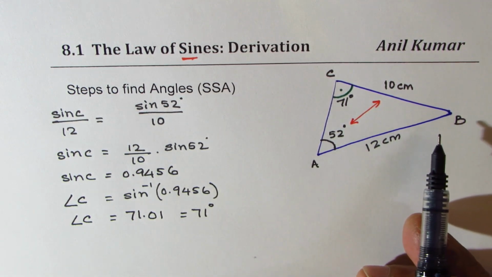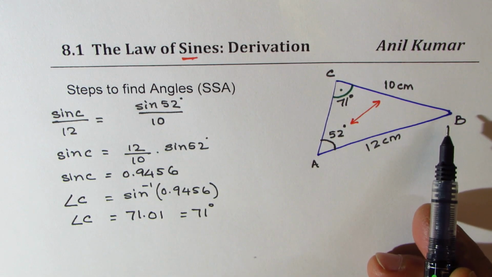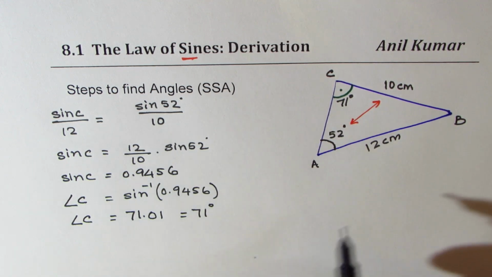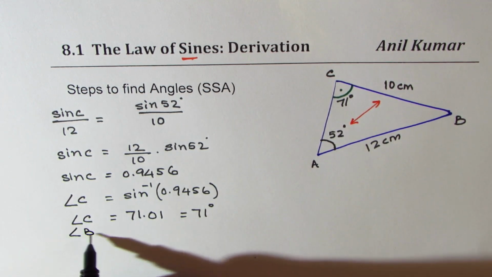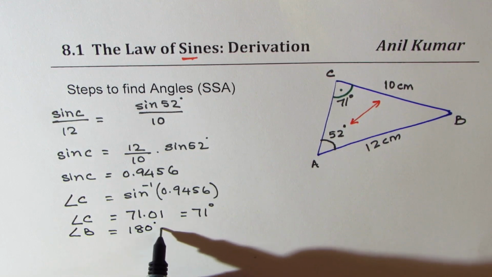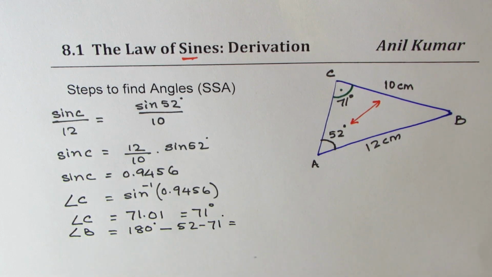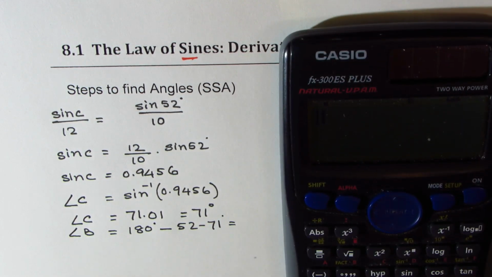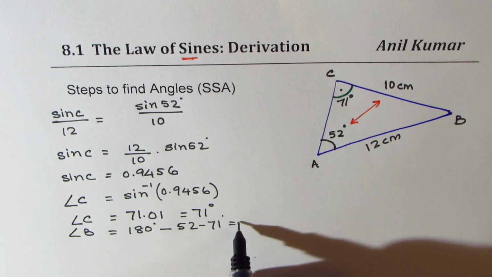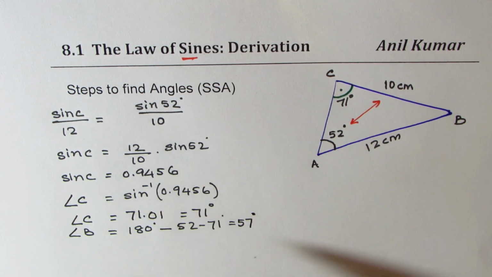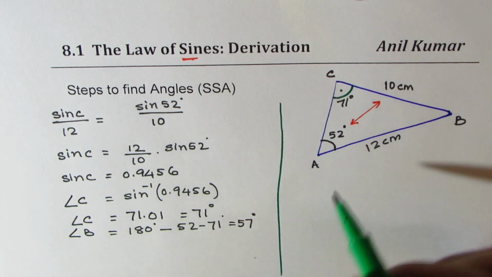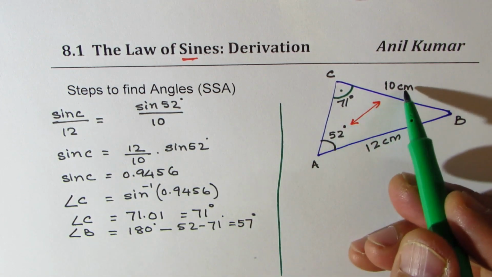Now we can definitely find what angle B is, correct? From here we know that angle B should be equal to 180 degrees minus 52 minus 71 degrees, and that is 57 degrees. So do you see how we found the angles when one angle was given in combination with the opposite side?